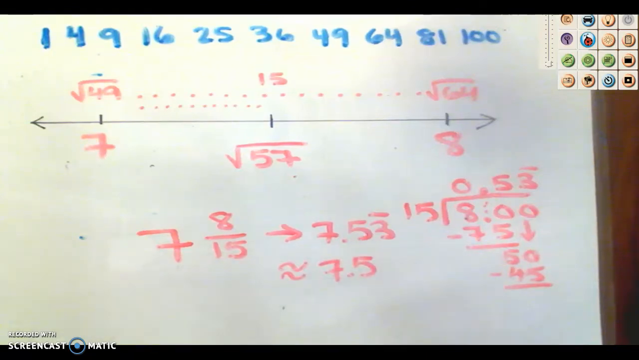So when we were doing that, we got pretty close. I think, what did we originally say? I think we had said 7.6 maybe. So that's how you're going to estimate non-perfect squares.